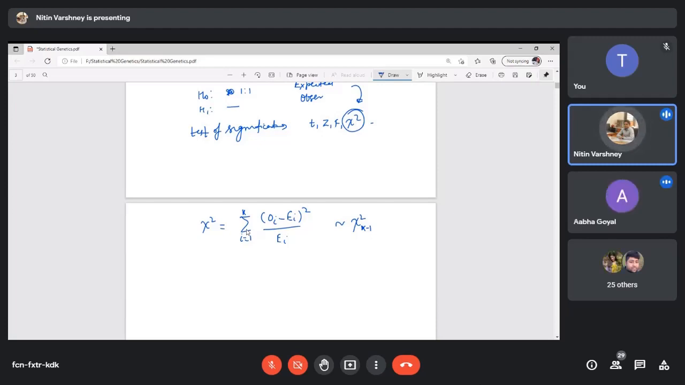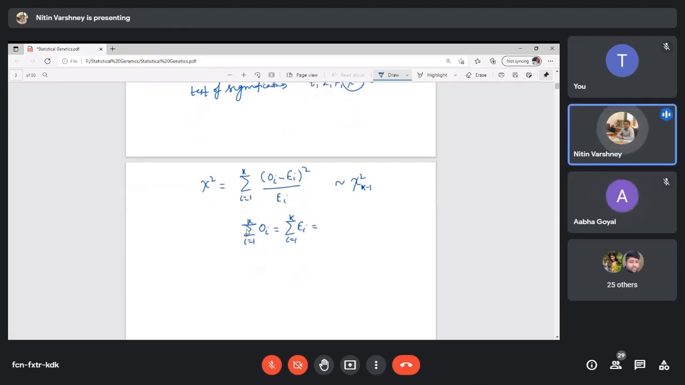Okay. The property of chi-square is that the sum of observed frequency, i equal to 1 to k, Oi, will be equal to the sum of expected frequency. This is the property of chi-square, that the sum of observed frequency will be equal to the sum of expected frequency.